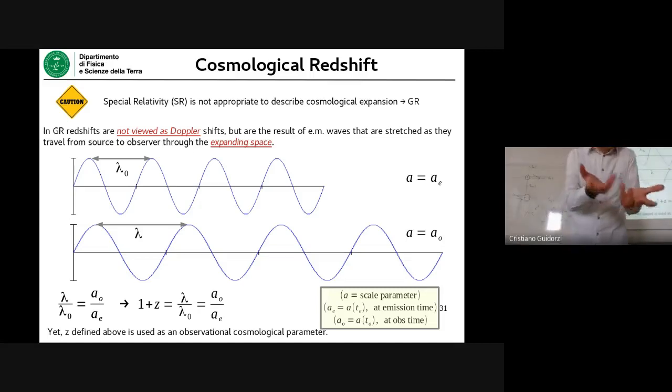And so this is related to the distance because of Hubble's law. The further the galaxy which emitted the photon, the larger will finally be the ratio between the two scale parameters. Correspondingly, the larger will be the redshift, and so z. So this is a subtle point, but it's important. It's worth stressing.